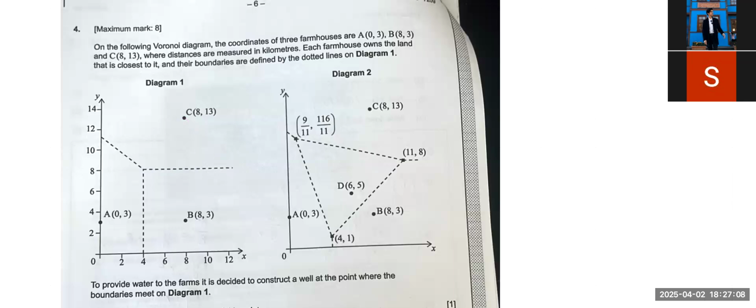Now, diagram two, there's a complication. So you have A, B, C, but now you also have a fourth point, D. For example, if you pick this point on this line, you will be equidistant from A and D. If you pick this point, you will be equidistant from A, D, and C. Basically, to find out which points you're equidistant from, simply check which two sections are being separated by the line you're on. So you see, if you stand on this line, you are separating A and D, right? So you will be equidistant from A and D in that case. Okay, so that's basically the background behind this.